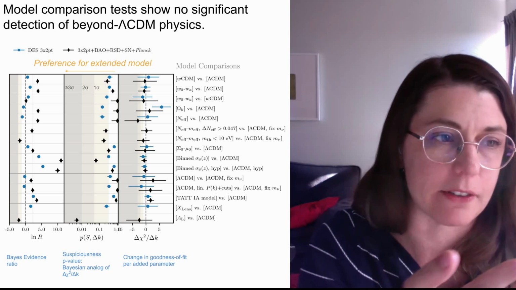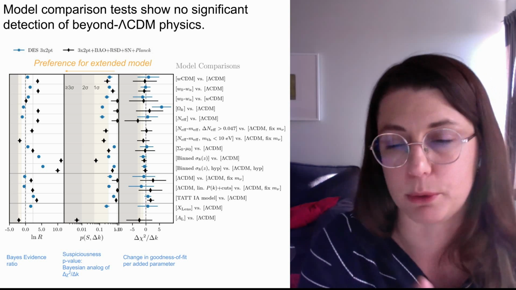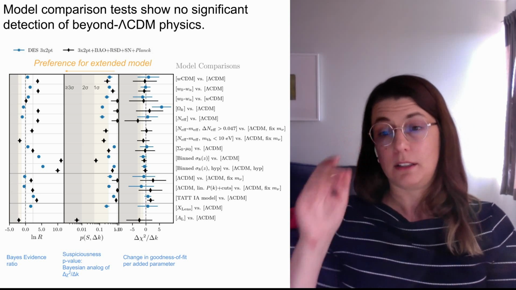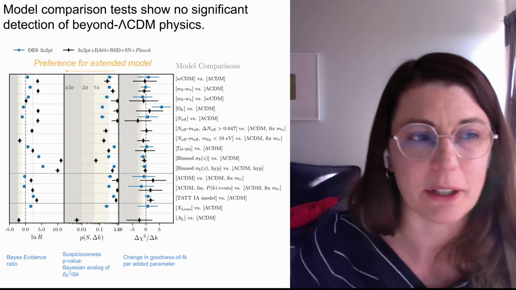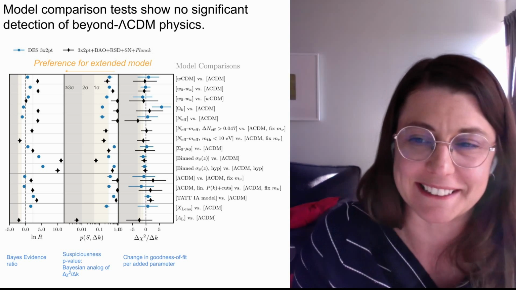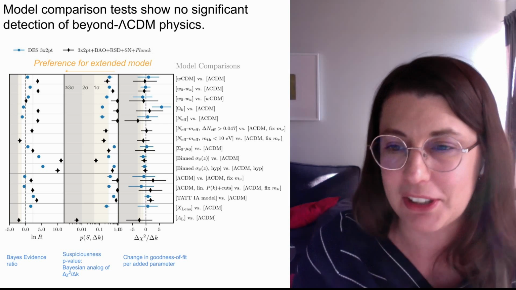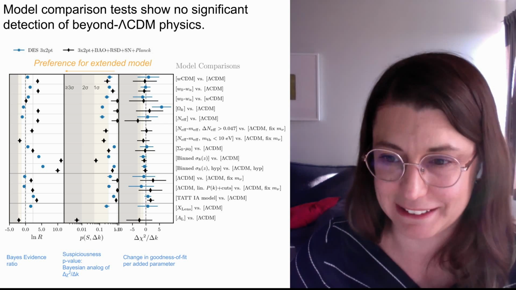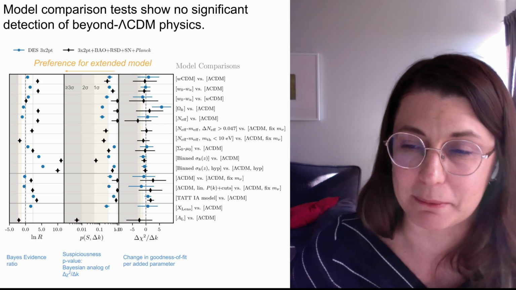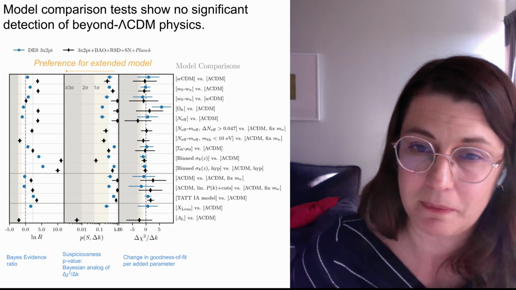And I missed in the introduction, but the legend's right at the top, where the blue points are for DES alone and black is for the combination of all data. Okay, so I would say this is one of the headlines of the paper: we've subjected Lambda CDM to a whole bunch of rigorous tests with very validated modeling, and Lambda CDM lives to fight another day.